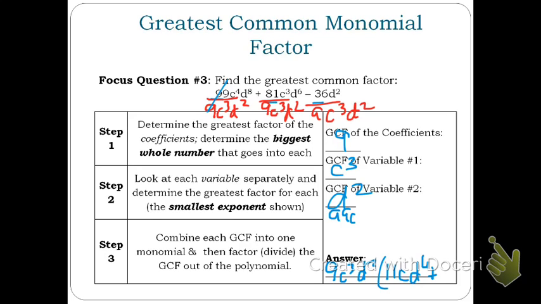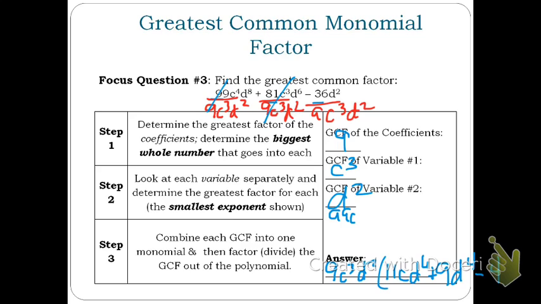Plus, don't forget the plus and minus signs in between each term after you divide. 81 over 9 is 9. C to the third, C to the third, those cancel out. D to the sixth over D to the second equals D to the fourth minus 36 divided by 9 is 4.